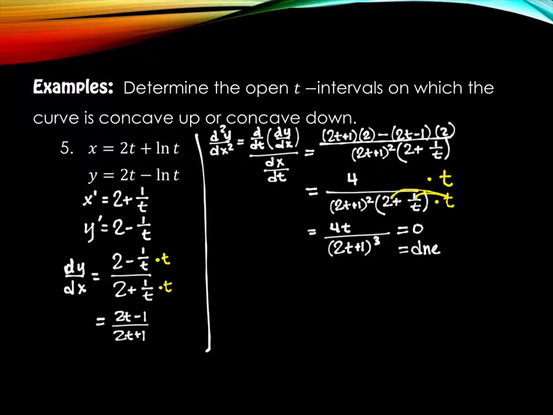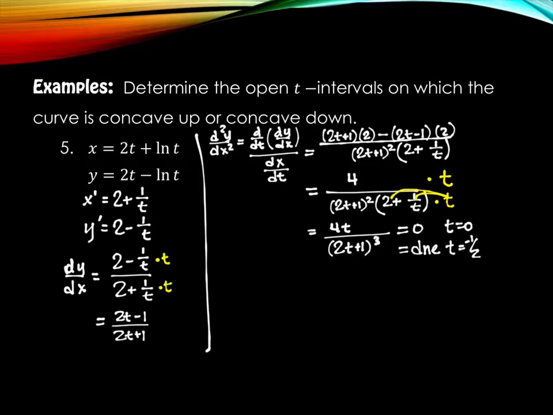Changes in concavity occur when the second derivative is equal to 0 or when the second derivative doesn't exist. Think about asymptotes. You can have a change in concavity if you flip over an asymptote. When does this equal 0? When t is equal to 0. We're going to come back to that in a minute. When does this not exist? When t is equal to -1/2.